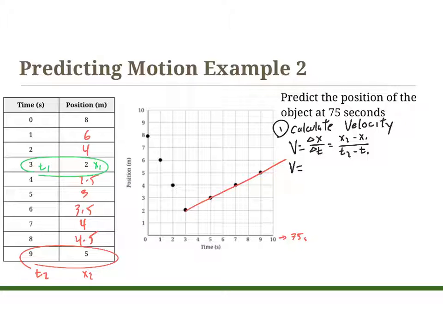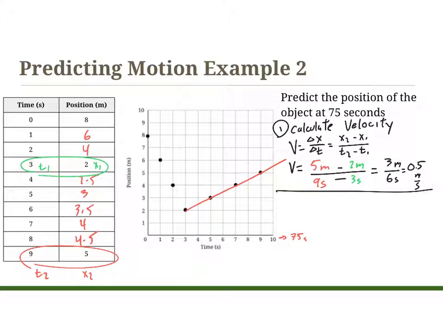I'm going to go ahead and fill my values in. So my x2 is going to be 5 meters over 9 seconds, and my x1 is going to be 2 meters over 3 seconds. And so when I simplify that, I'm going to get 3 meters over 6 seconds, which will become 0.5 meters per second. So the velocity of this particular line, or the slope, which means it's the velocity, is 0.5 meters per second.